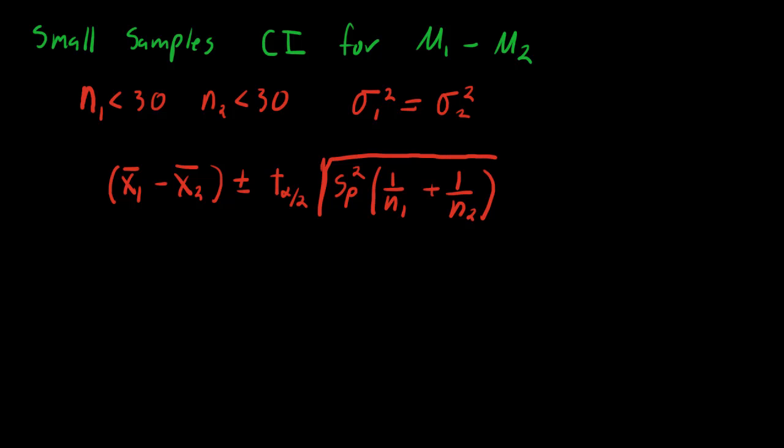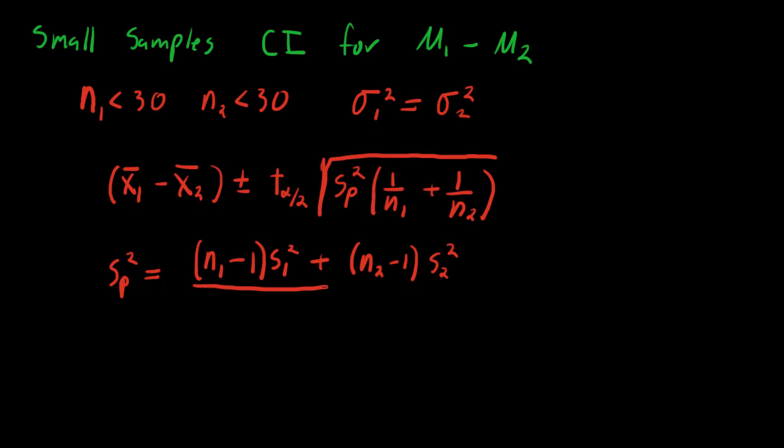Now we have our formula for what our confidence interval looks like, but we still don't really know what our sp squared value is. So we have a formula for that. We have sp squared is equal to our n1 minus 1 times s1 squared. Add that to our n2 minus 1 times s2 squared. And then we're going to divide that whole value by n1 plus n2 minus 2.